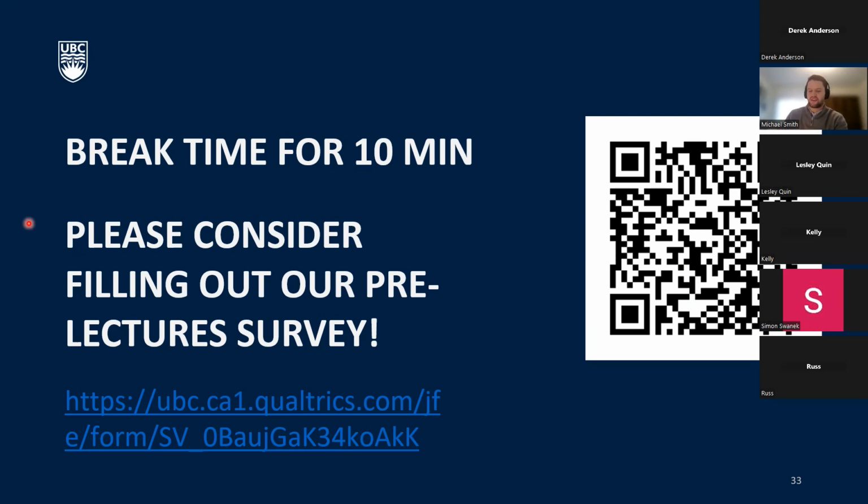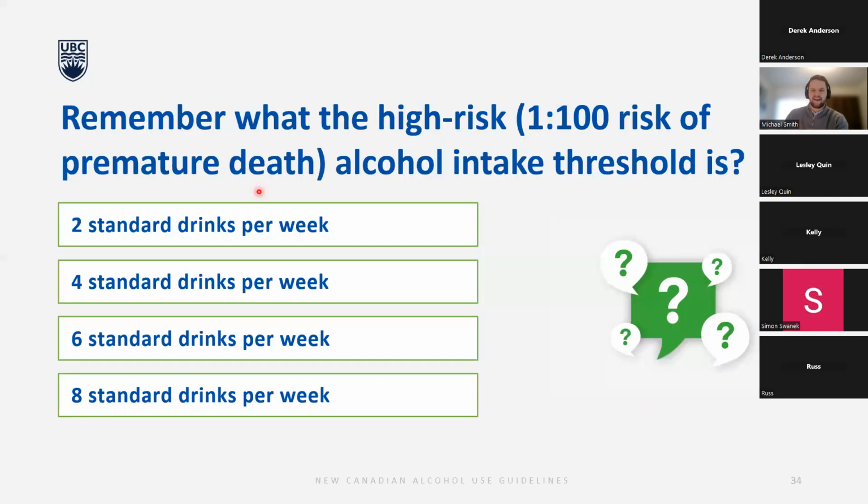We're going to move on to the last part of the lecture, and leave some time for questions at the end. To get you straight back into it, we're going to start off with a quick poll. I will activate it soon, but it's a review from the first part of the lecture. Can you remember what the high risk, or the 1 in 100 risk of premature death from alcohol intake, what that threshold is and what amount of alcohol use gets you to that risk threshold?